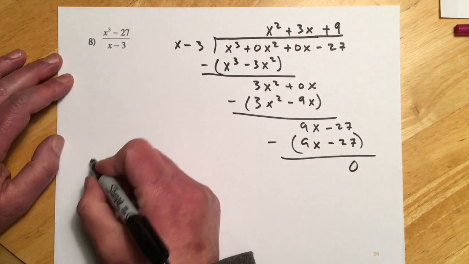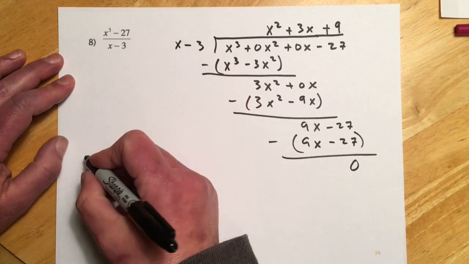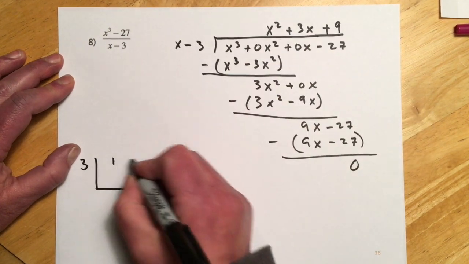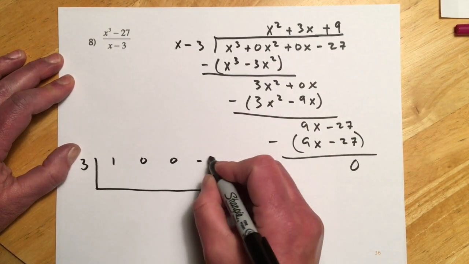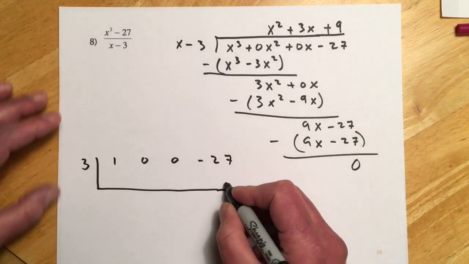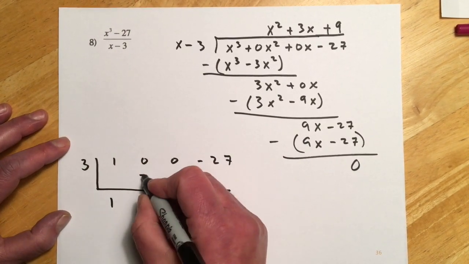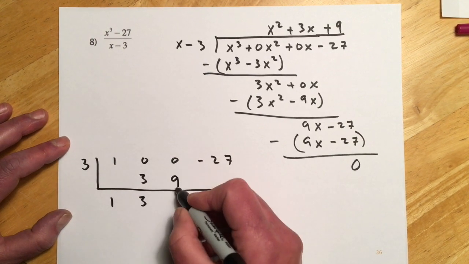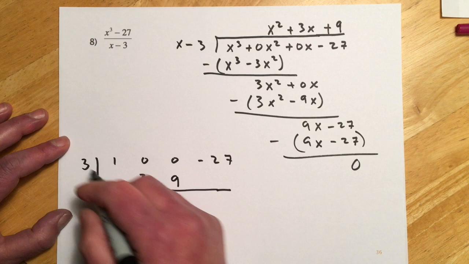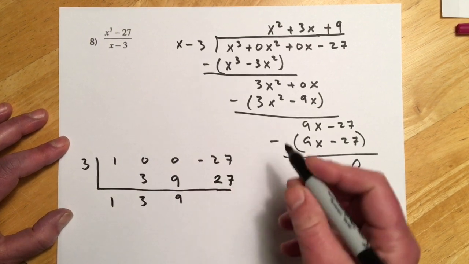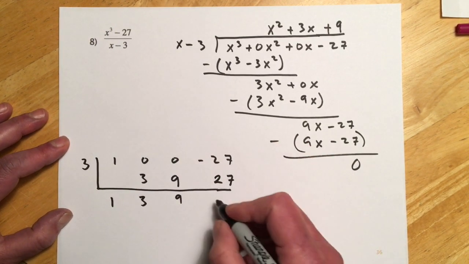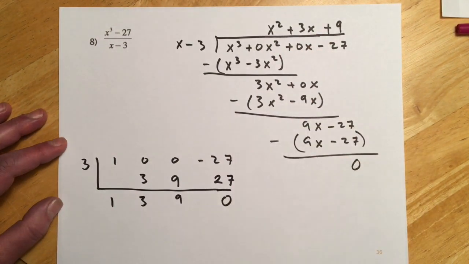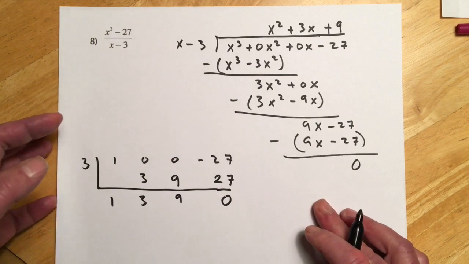And then just to do it as a synthetic, this time it's x minus 3, so I want to use positive 3. And same zeros as placeholders, so 0, 0, negative 27. So bring down the 1, 3 times 1 makes 3, 0 plus 3 makes 3. 3 times 3 is 9, 0 plus 9 is 9, and 3 times 9 is 27, and then negative 27 plus 27, 0. So there's that same x squared plus 3x plus 9. Cool, so that wraps up chapter 7.